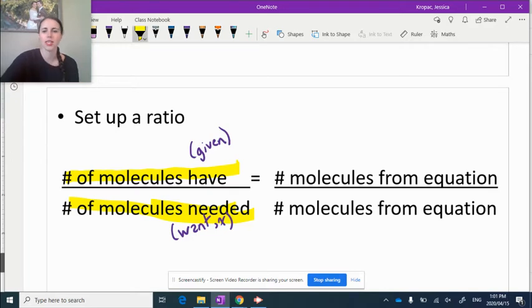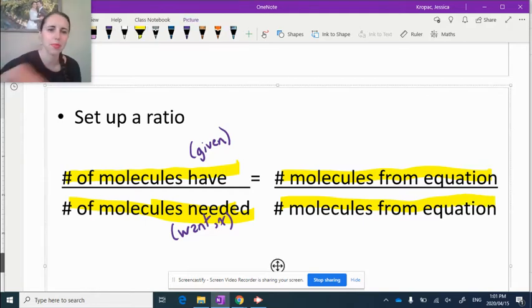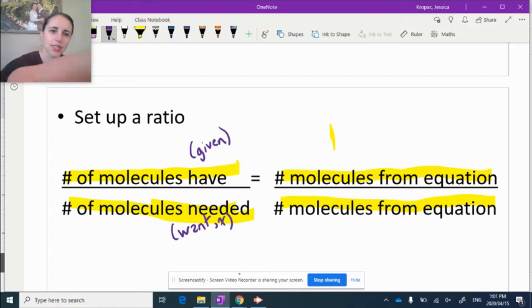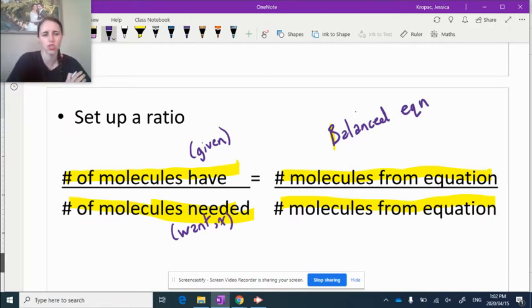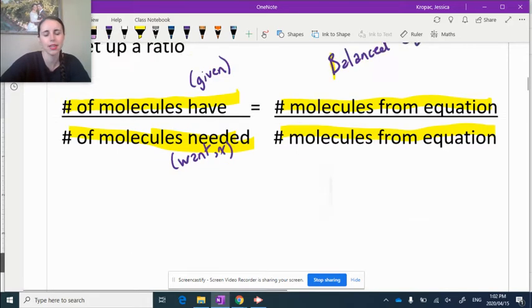Here, we have the number of molecules from the equation and the number of molecules from the equation. So all that means is from your balanced chemical equation. So this side here is always going to be your coefficients, those big numbers, from your balanced chemical equation. So we're going to use that oxygen example. I'm going to walk you through this, and then we'll do 2 examples in a little bit more detail.